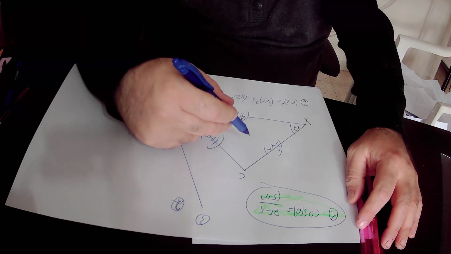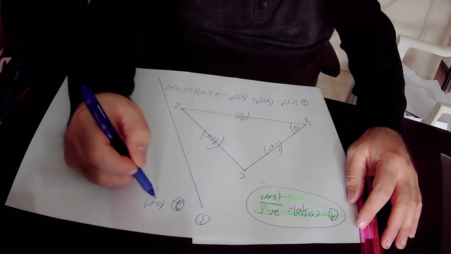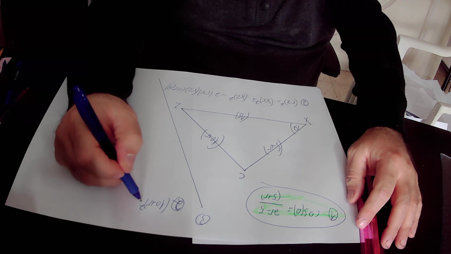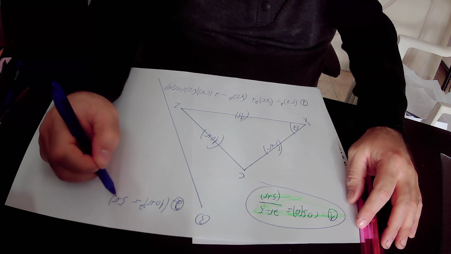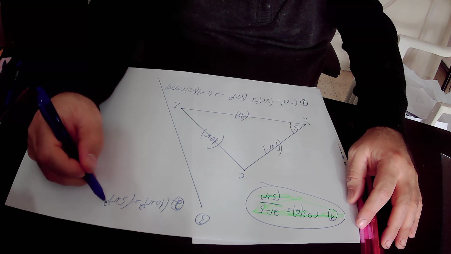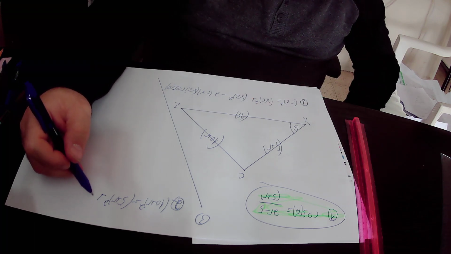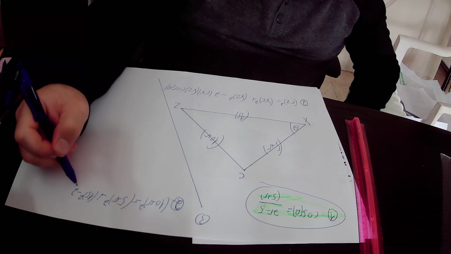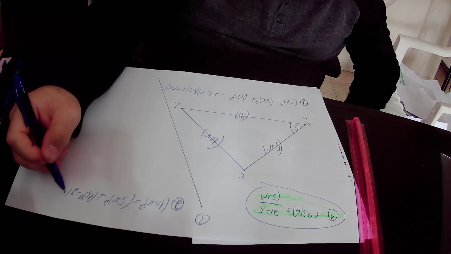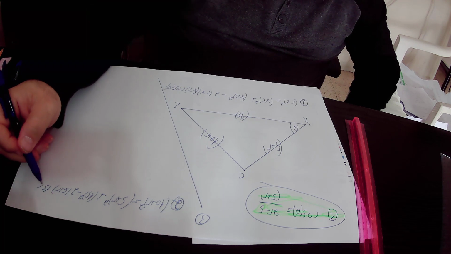According to equation number 2, CZ equals 10 plus r. Therefore, CZ squared will be equal to 10 plus r squared, and it is equal to XC squared. XC is 5 plus r, so XC squared will be equal to 5 plus r squared, plus XZ squared. XZ is 15, therefore XZ squared will be equal to 15 squared, minus 2 times XC, which is 5 plus r, times XZ, which is 15, times cosine theta.